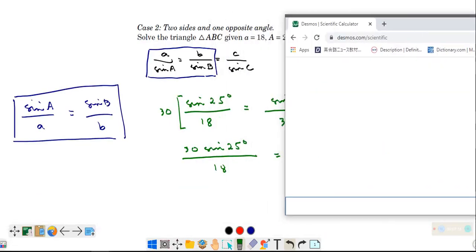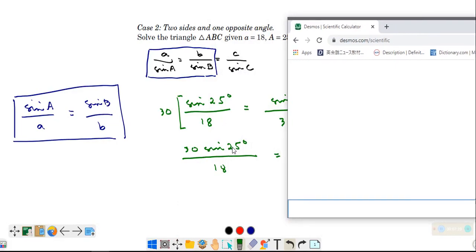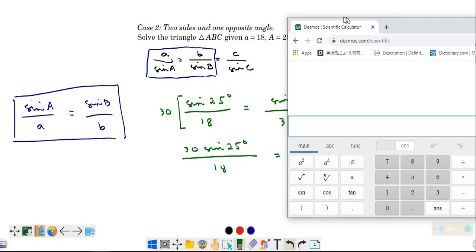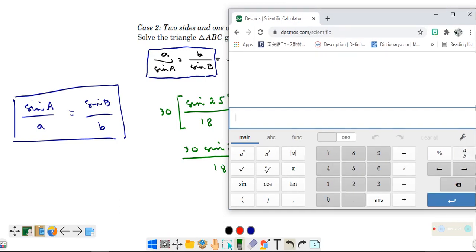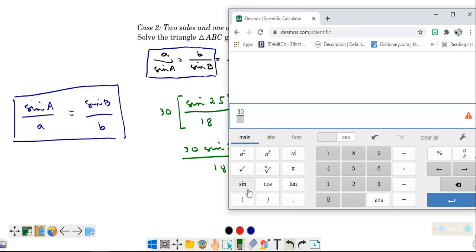So, ang ating kailangan kunin ay 30 sine 25 over 18. Yan. So, sulat natin siya dito. Lagay tayo ng fraction. Ayan. So, we have 30 times sine 25. Make sure na naka-degree kayo. And then, for the denominator, we have 18.